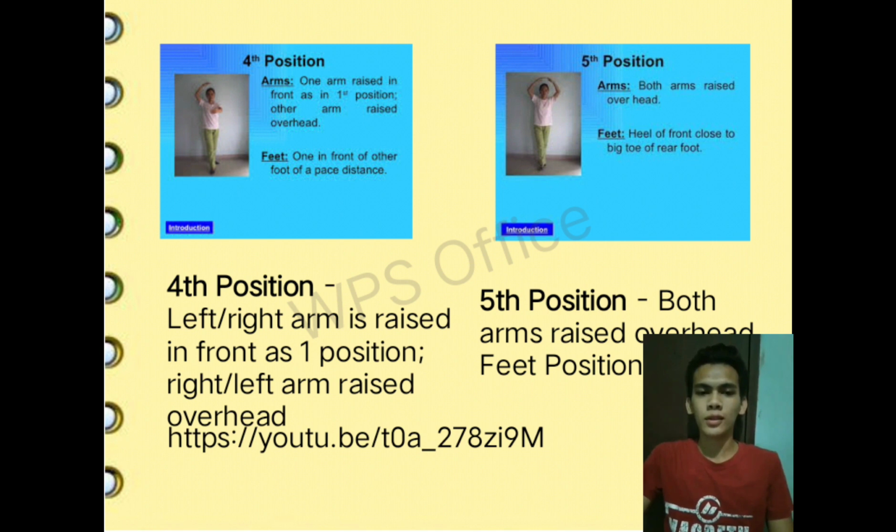Fourth position. In arm position, one arm is raised in front as in first position, and the other arm is raised overhead. In feet, one foot is in front of the other, a pace distance apart. Fifth position. Both arms are raised overhead, with the feet closed, one in front or rear.